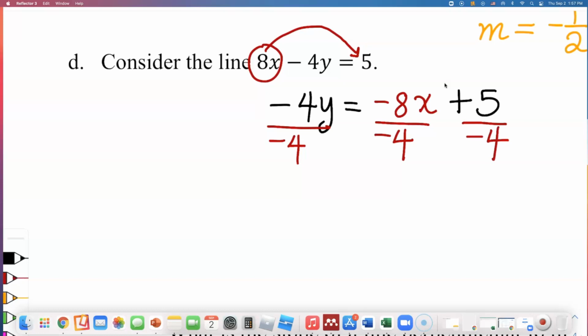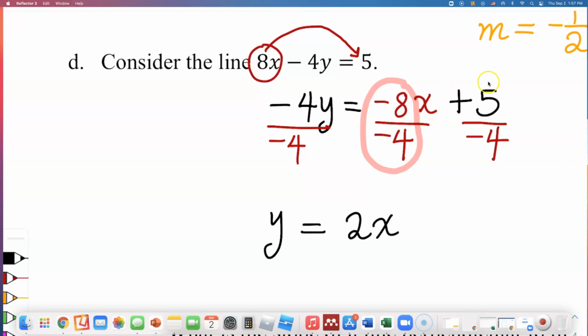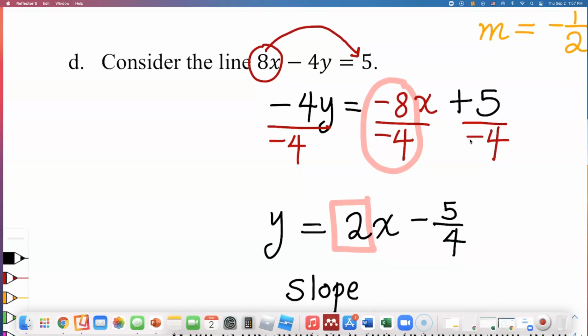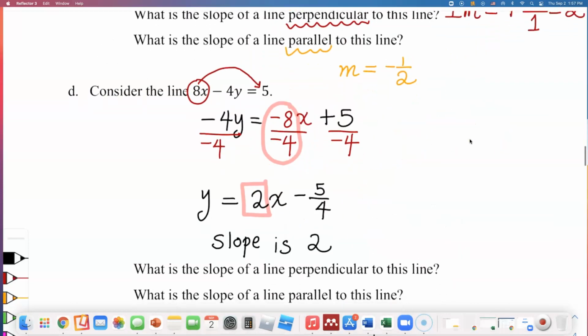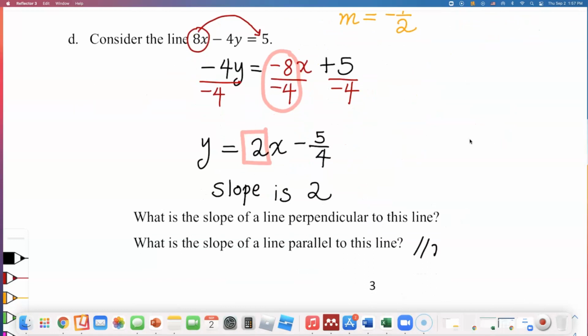If you do that, the equation turns into y equals, let me highlight the slope here. If you do negative 8 divided by negative 4, the slope is 2. And the y-intercept, I'm dividing a positive number by a negative number, so that's just going to be minus 5 over 4. So let's identify this slope. The original slope is 2. So slope is 2, which means any line that is parallel to this line should have a slope of 2.